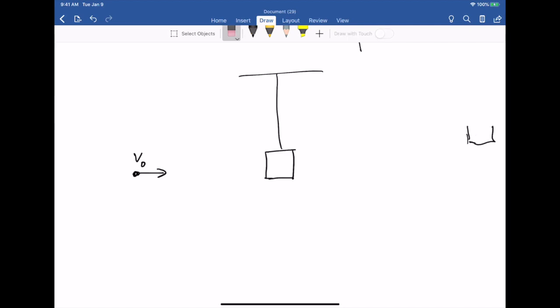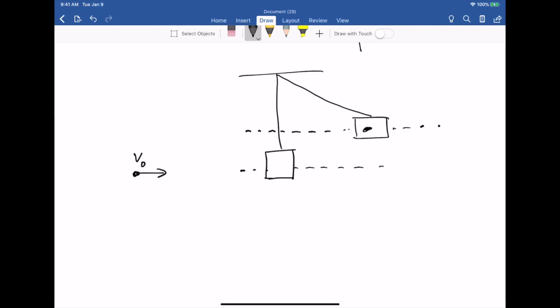Maybe I should just draw it from the same point, so it's going to be clearer that way. There. So the bullet is now embedded in the block. The question is, you can easily measure how much the block rises.